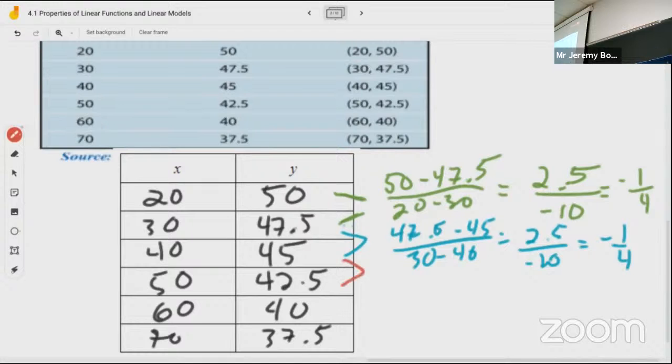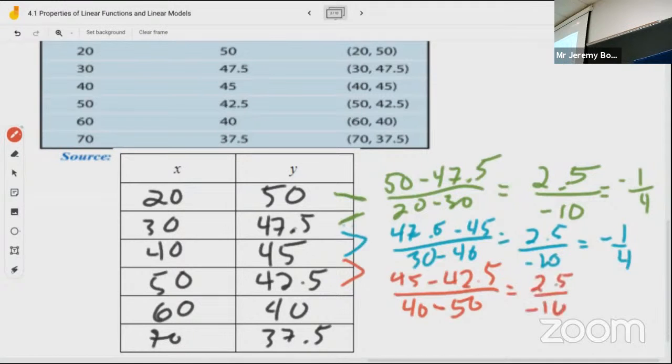Now we're going to do this one and this one. I always get these kind of slanted. That's why I'm trying to use different colors. And so we'll have 45 minus 42.5 over 50 minus 4. Oh, I messed that up. It wouldn't be 50 minus 40. It'd be 40 minus 50. So make sure you do them in the right order. And so once again, it's going to be 2.5 over negative 10. I mean, this was kind of elementary to see a little bit.